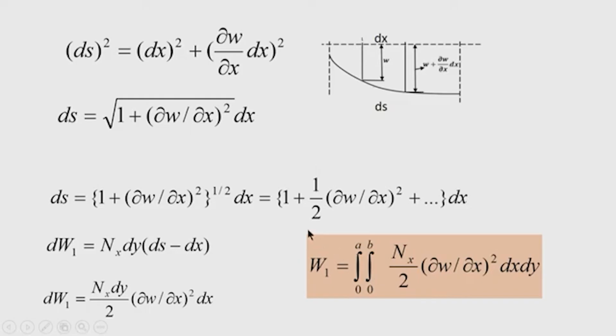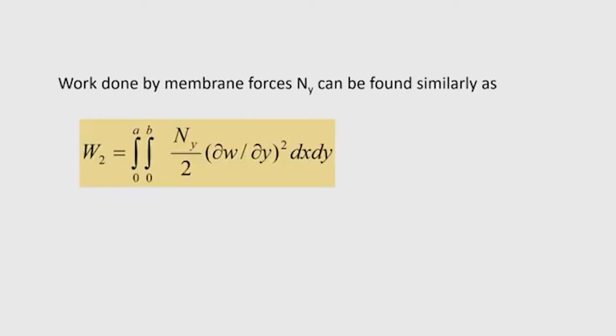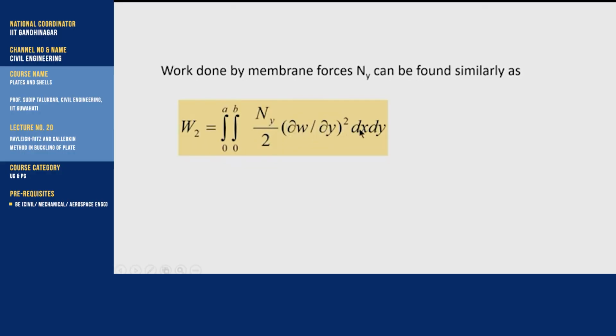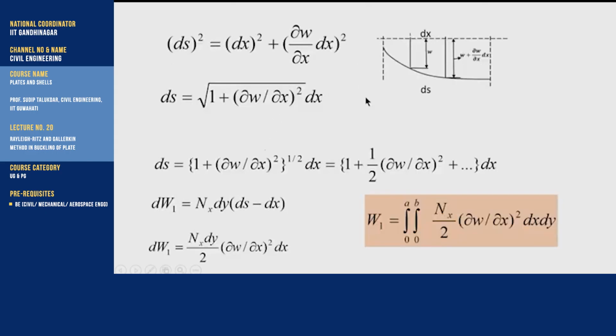Similarly, the membrane force Ny in the y direction can be calculated, and the expression for work done due to membrane force Ny acting along the direction y on the edges, say y equal to 0 and y equal to b, can be calculated in this fashion: Ny by 2 del w by del y whole square dx dy. This is calculated in the same way as we have done.